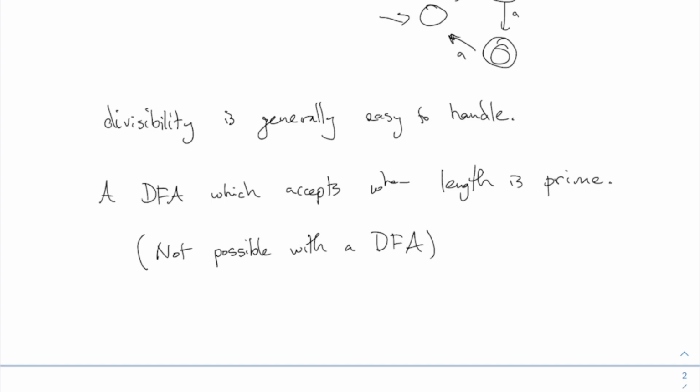To be able to check any number for divisibility by any other number, you should feel like maybe that's not even possible to do with a finite diagram. And in fact, it is not possible to do with a finite diagram, although that statement is not really easy to see exactly why that's true. But this is an example of something which is not possible to do with a DFA. There are such things.